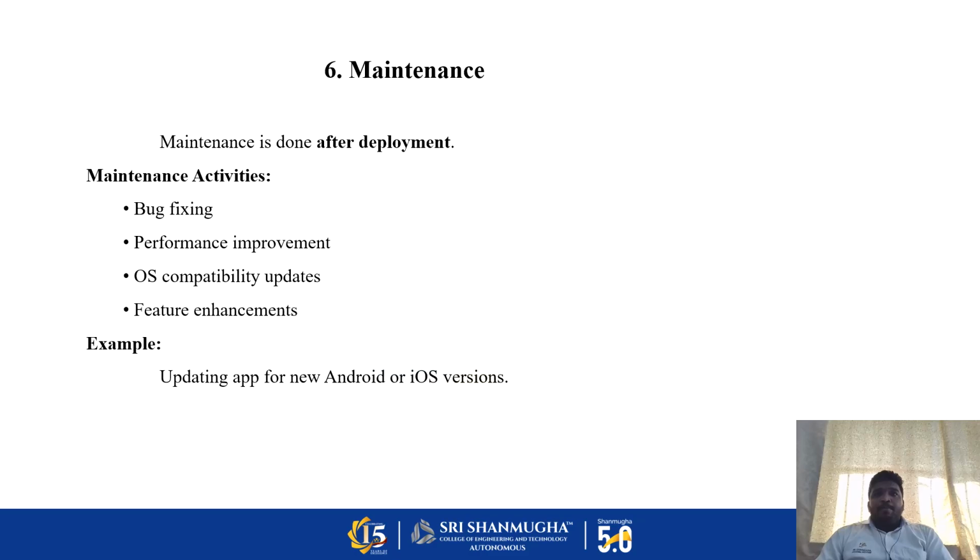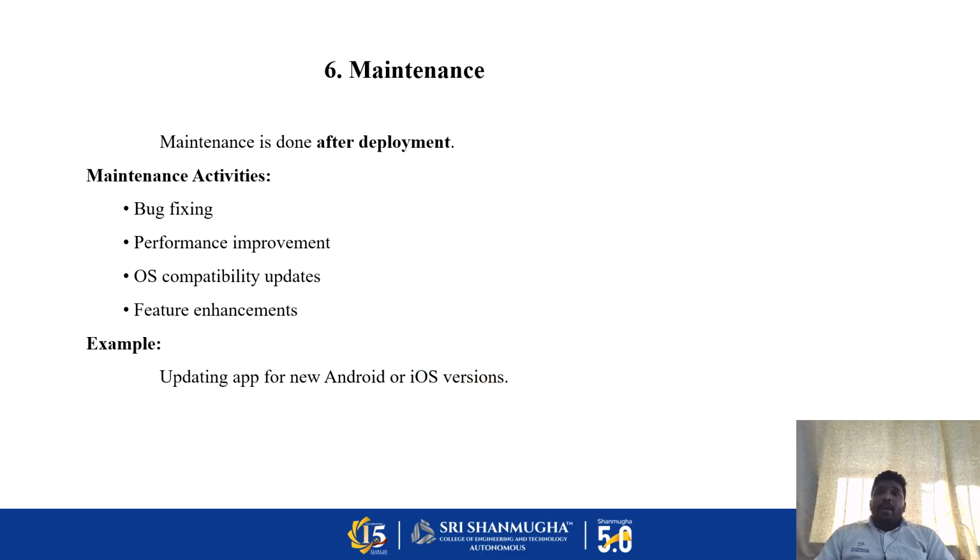Okay, second one, performance improvement. Making the app faster, reducing battery usage, or lowering memory consumption. For example, users complain about slow loading. We optimize images or code.